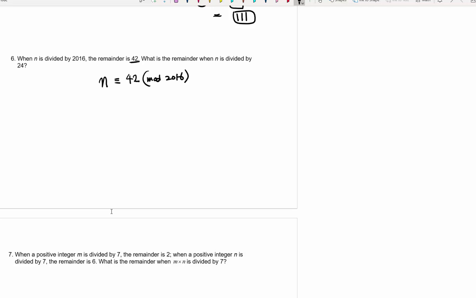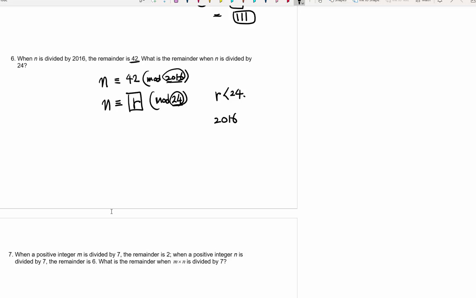What is the remainder when n is divided by 24? When n is divided by 24, I'm going to use modulo 24, okay? What's the remainder? This remainder, we know, is less than 24, so we're going to reduce the numbers. But we have two moduli, 2016 and 24, isn't it? We know that 2016 is a multiple of 24, right?